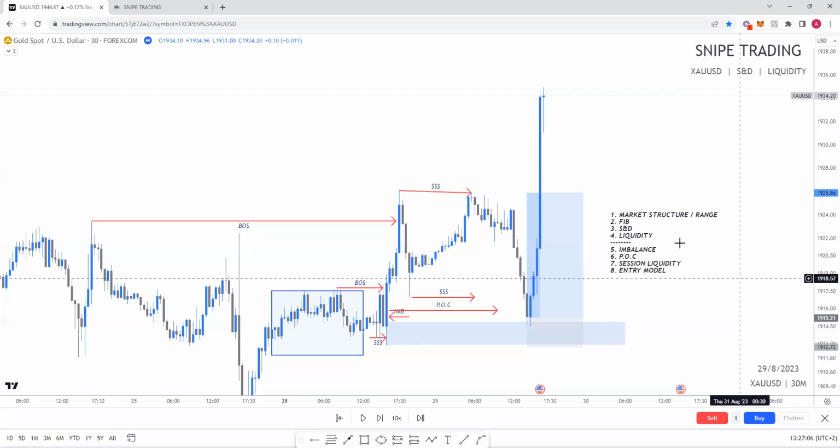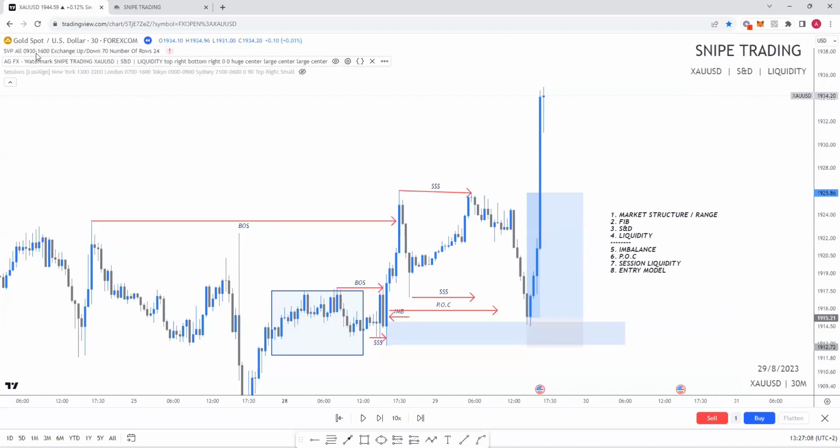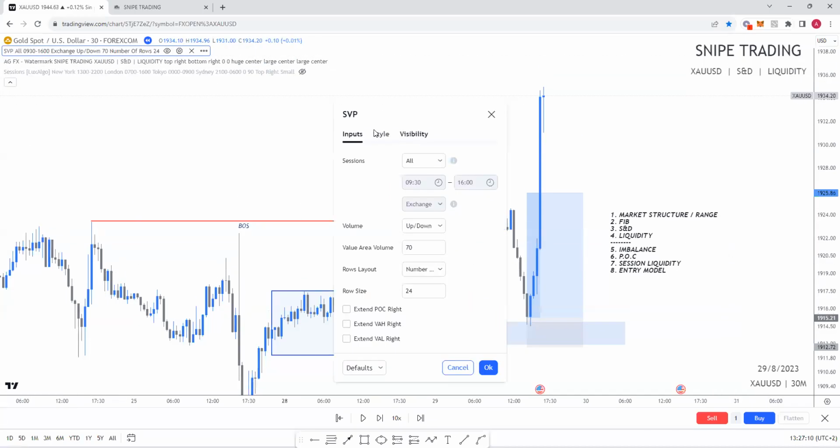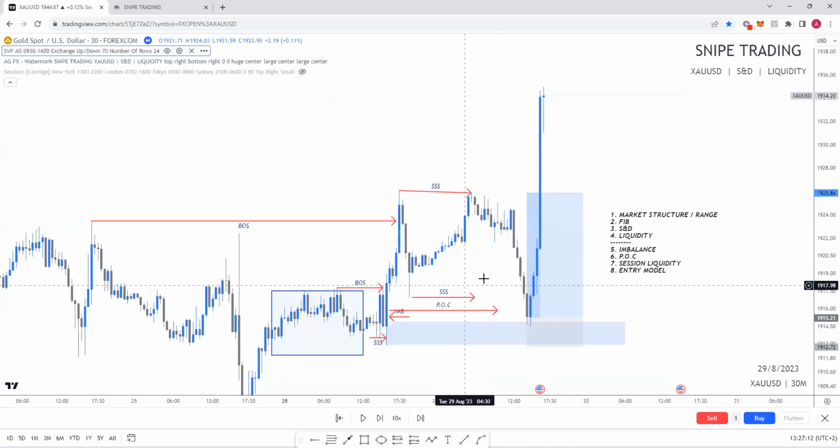The name of the indicator used is SVP. Okay, SVP is the name for the point of control, the indicator that gives my point of control.